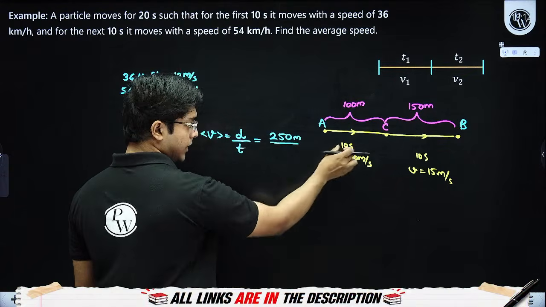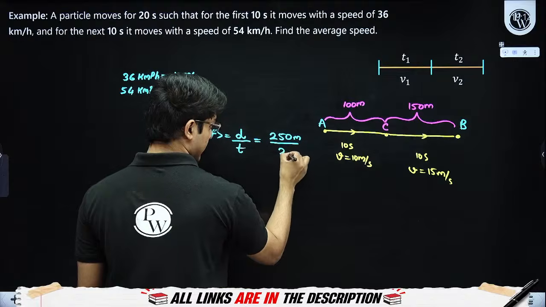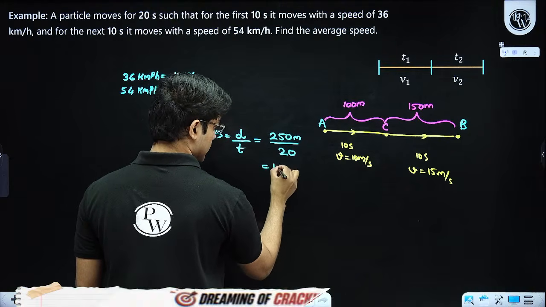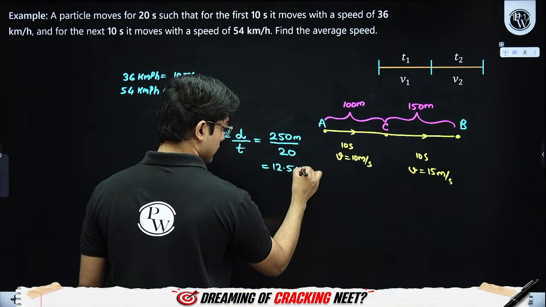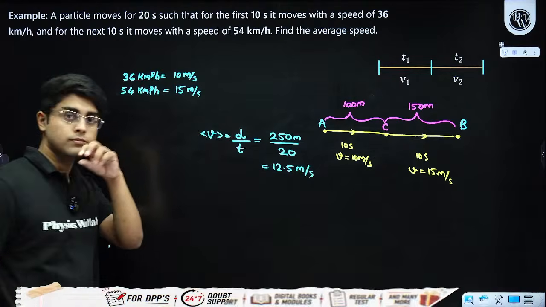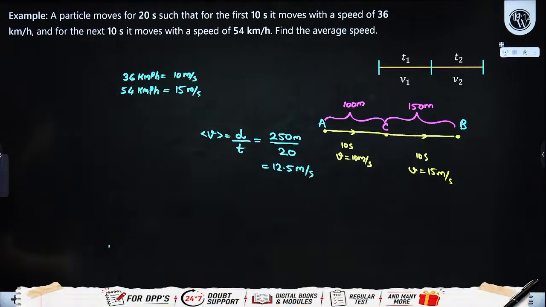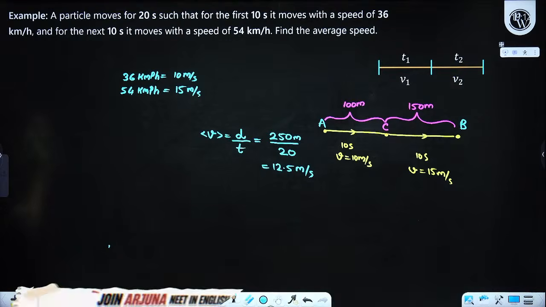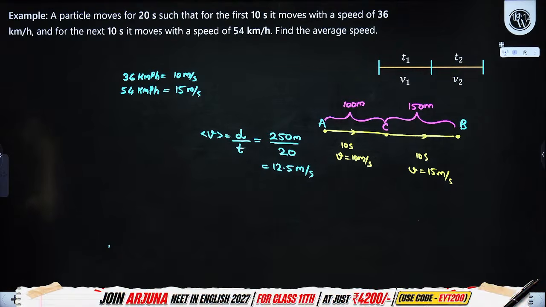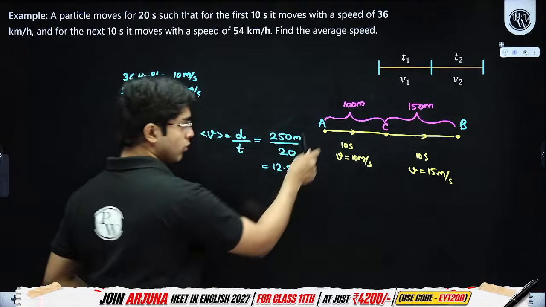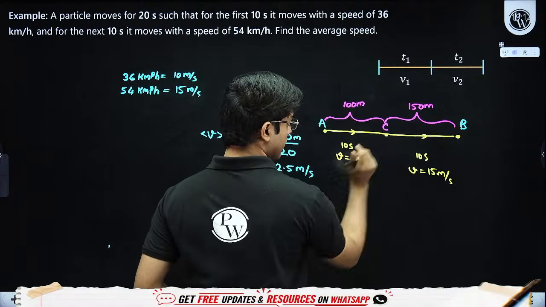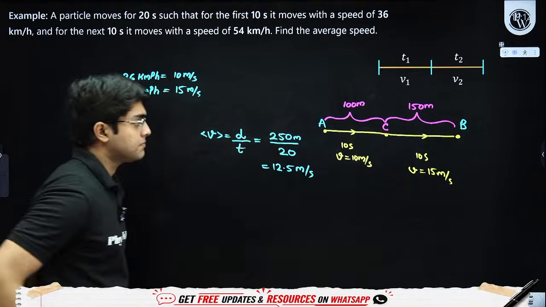And the total time duration of the journey is 20 seconds. The answer is 12.5 meters per second. So that is how you do it. Basically you need to find out the total distance in the journey and divide it by the total time.